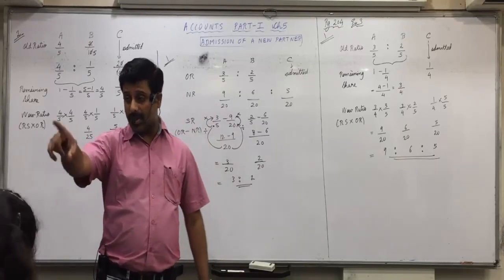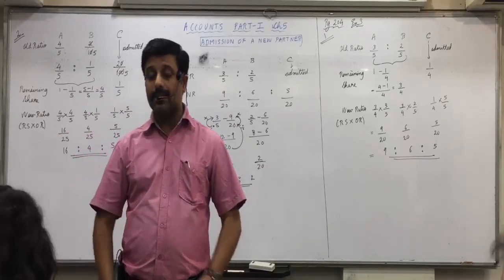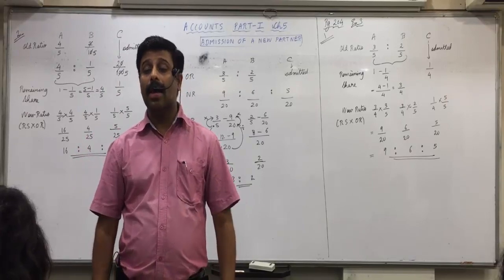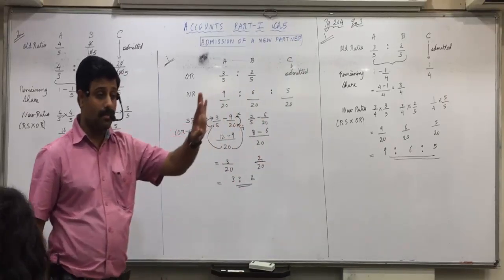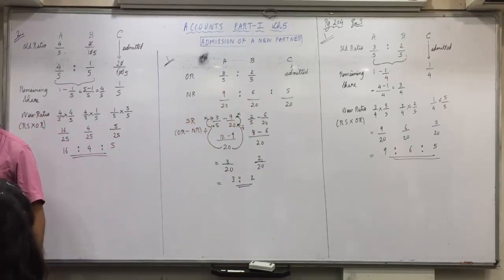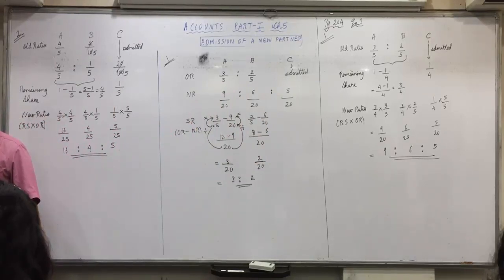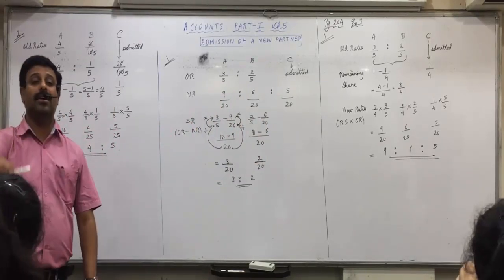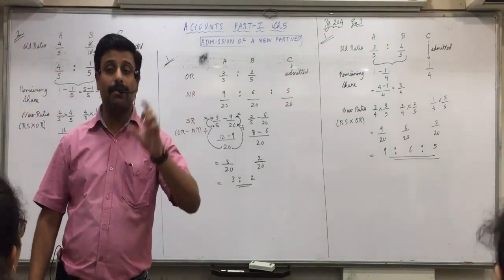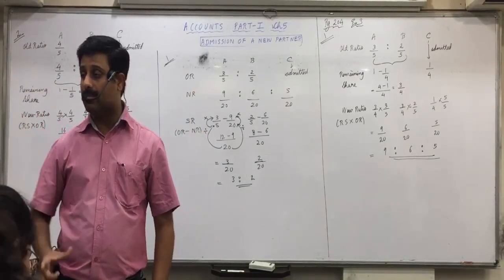Or if you look at question 3, what is asked? Exercise 3. Calculate new profit and loss ratio and sacrifice. We did not do the second part. Therefore, I made you write that and blank.